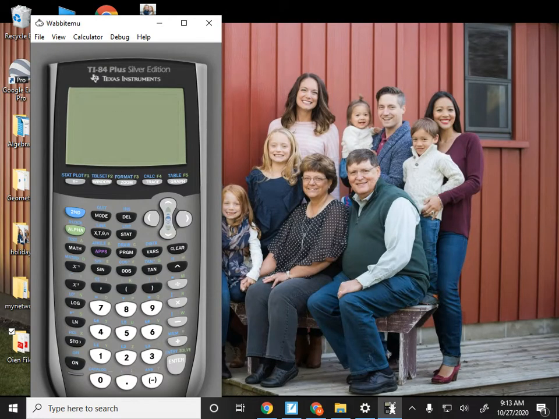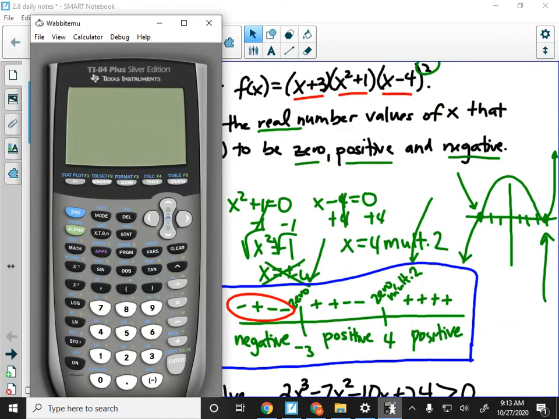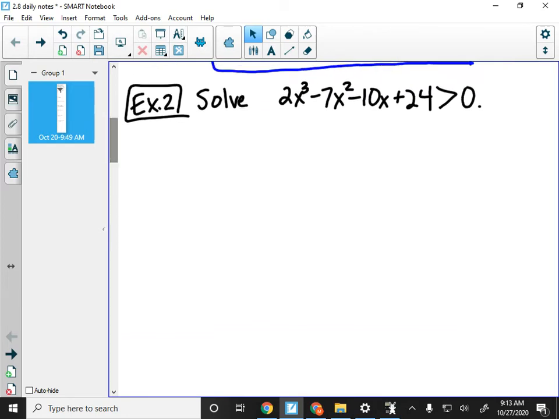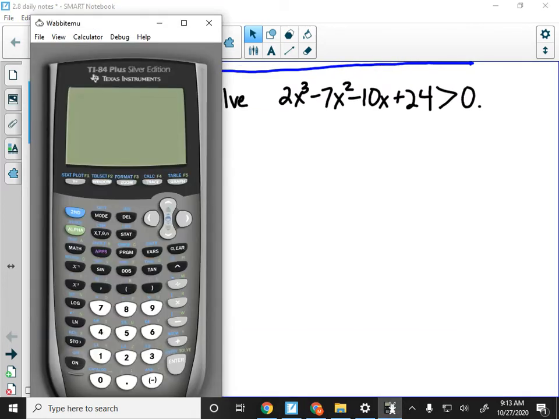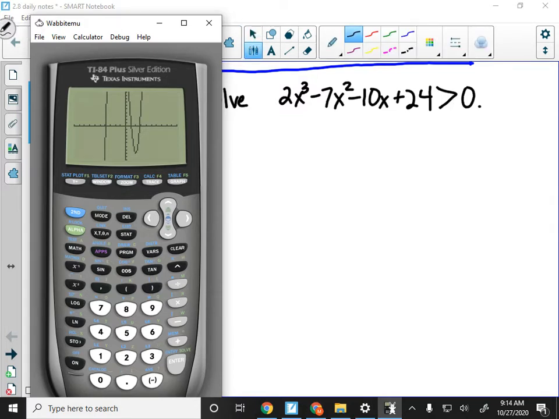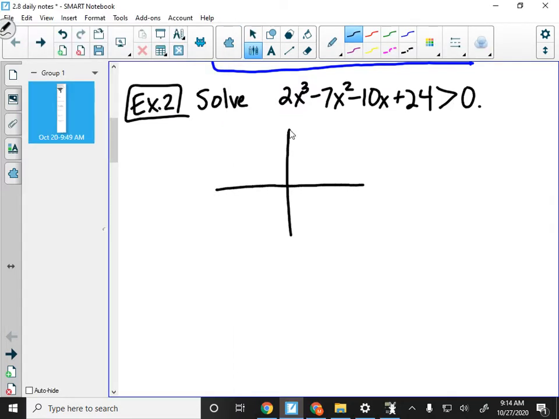There it is. And on my graphing calculator, I'm going to go to my y equals, and I'm going to type in 2x to the third minus 7x squared minus 10x plus 24. I'm going to look at that graph. There's that graph. Now, it is an inequality. I get a graph that kind of looks like that.